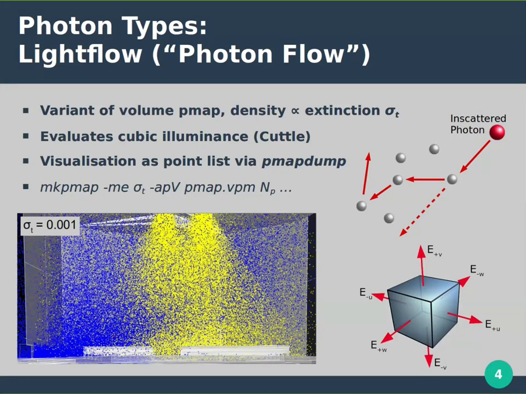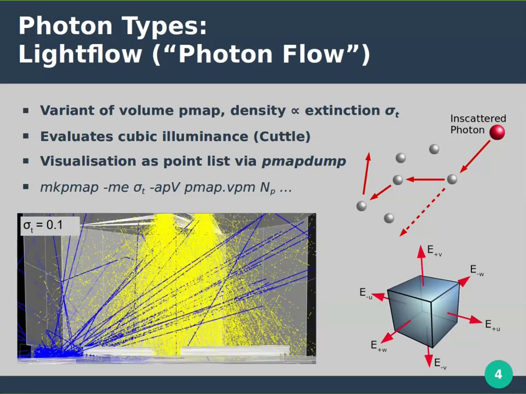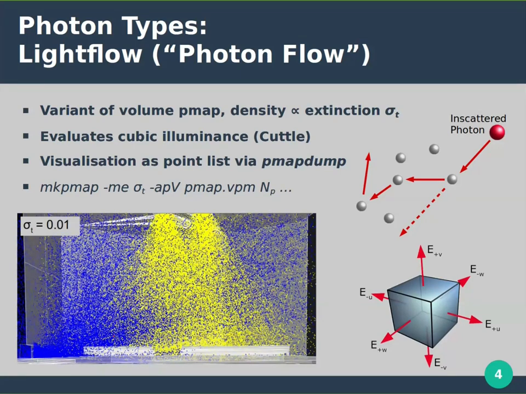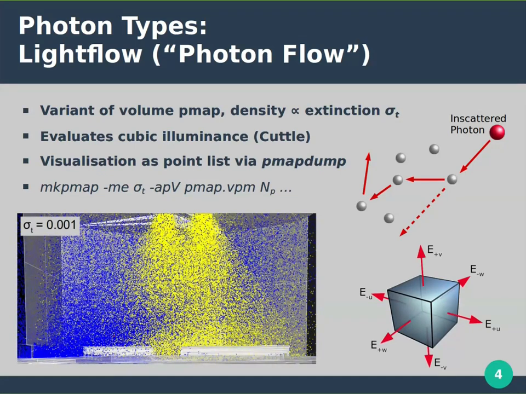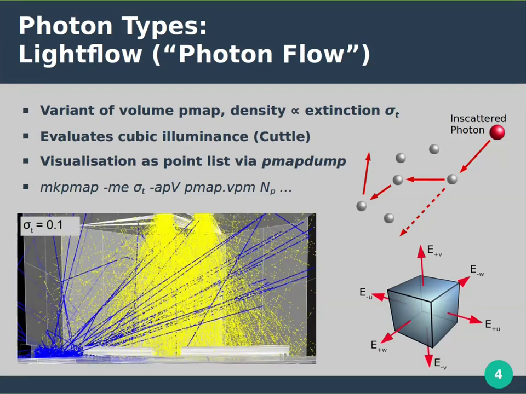There are two ways to evaluate this. One is you can evaluate it as mean spherical luminance at an arbitrary point in space. You can also evaluate it using Cutler's cubic illuminance, which I understand is an approximation that's used to measure light fields. This includes an asymmetric term, so you can use it to also quantify directionality, for example. And the other way is to visualize the photons as a point list exported from pmapdump. That's what you see below, where you can just load it into your favorite point cloud viewer.